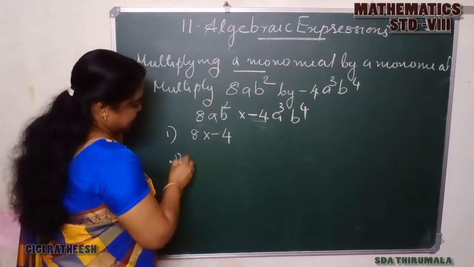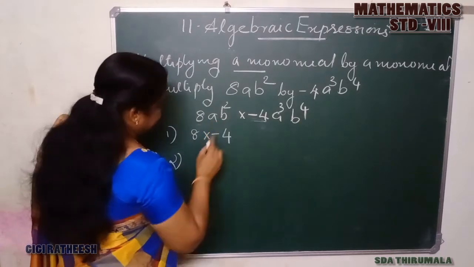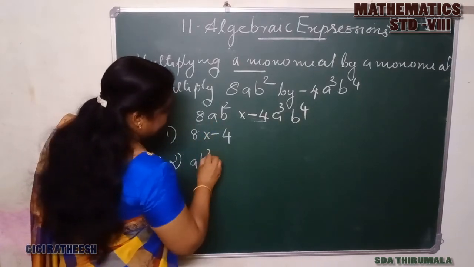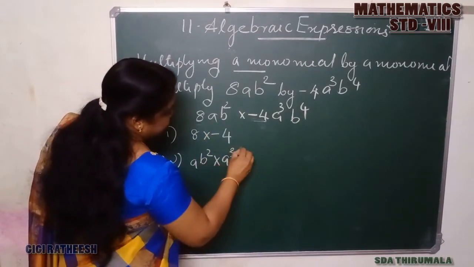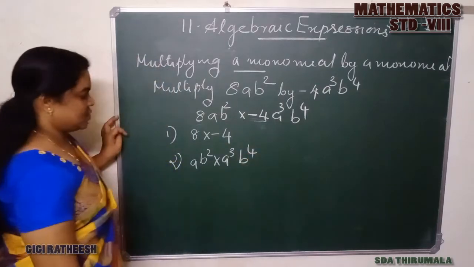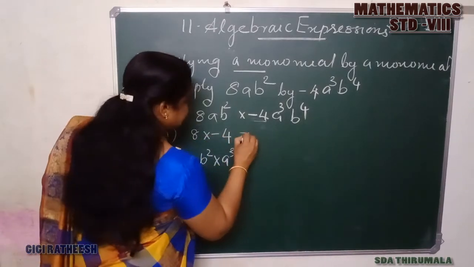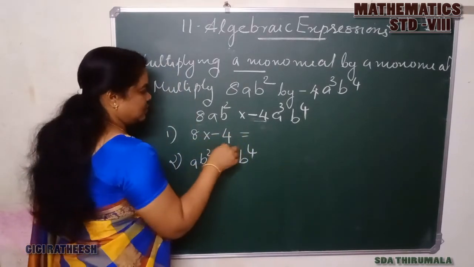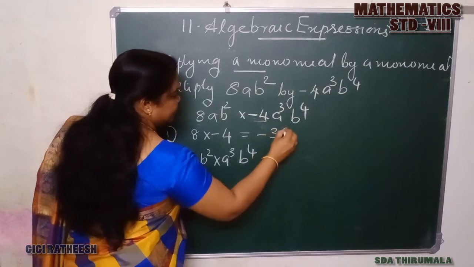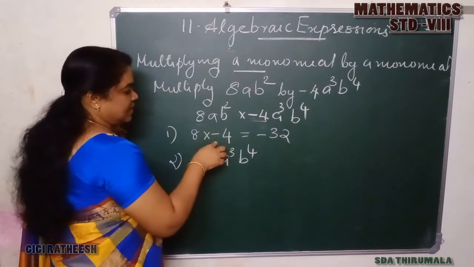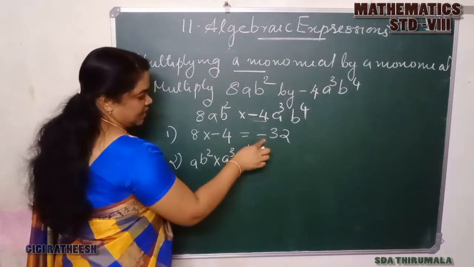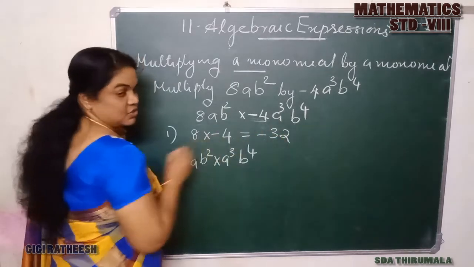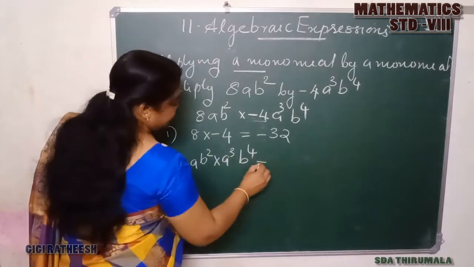And the second step is multiplying the variables, that is ab square into a cube b raised to 4. In the first step, 8 into minus 4 is equal to minus 32. 8 fours are 32, and plus into minus is minus, so minus 32.